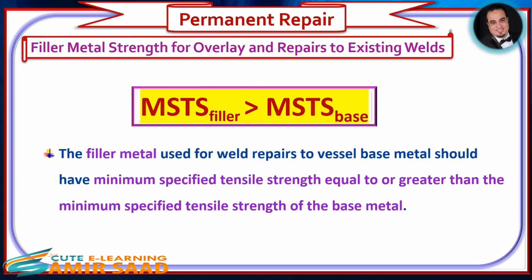Filler metal strength for overlay and repairs to existing welds. The filler metal used for weld repairs to vessel base metal should have a minimum specified tensile strength equal to or greater than the minimum specified tensile strength of the base metal.